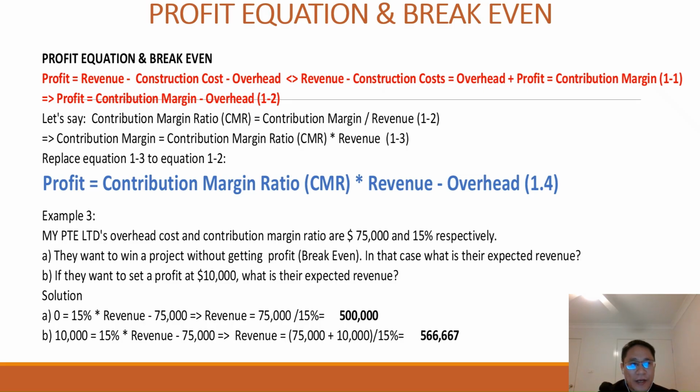Similarly, for item B, we will set the profit at 10,000 here, and the 15% contribution margin ratio times revenue minus the overhead cost of 75,000. So we can get the revenue is around 566,000 in order to cover the total overhead cost of 75,000 and 10,000 for the company's profit.